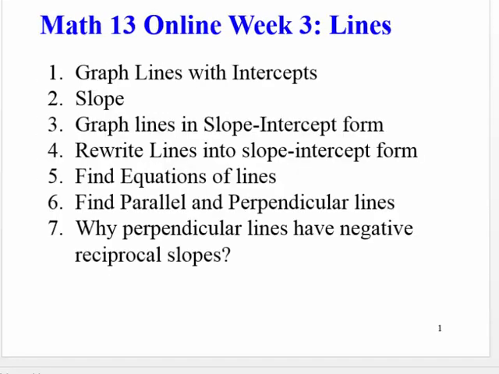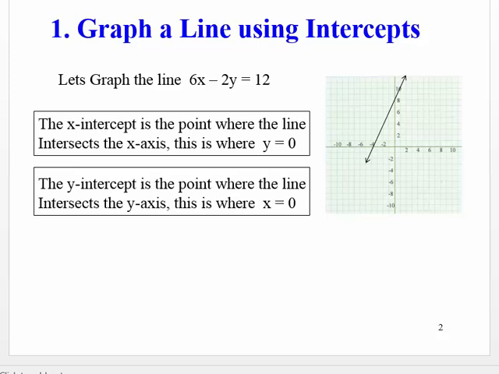Hi class, welcome back. In this video, we're going to do these 7 things. So let's get started. The first is graphing a line using intercepts.